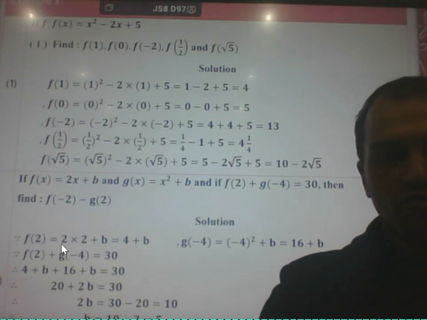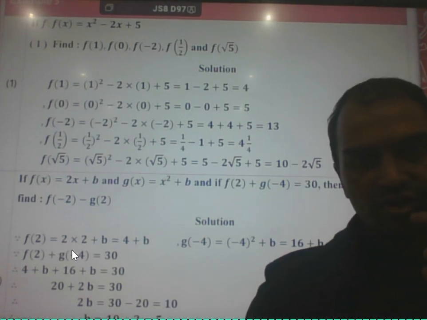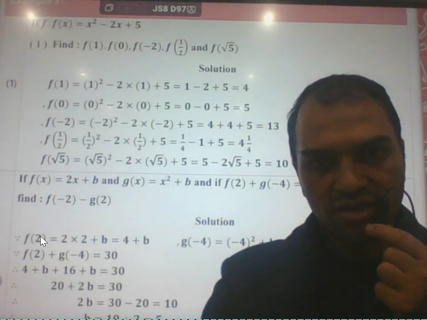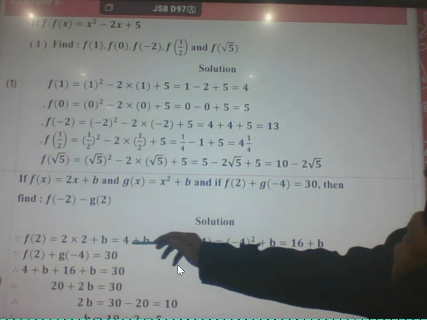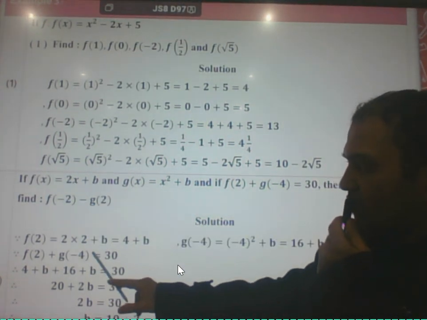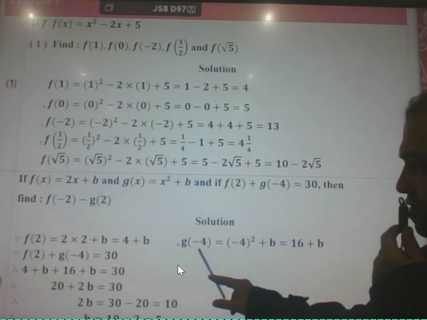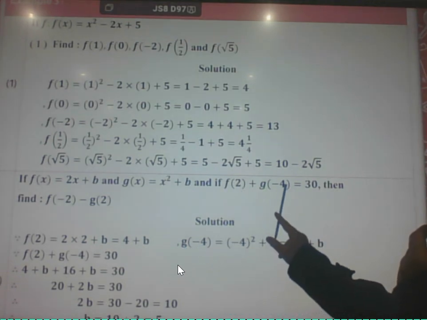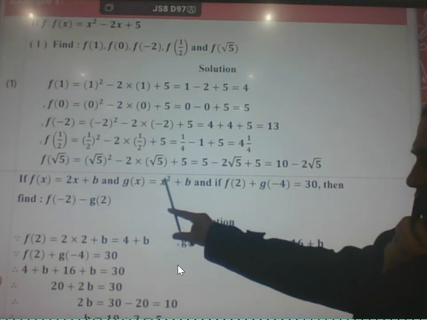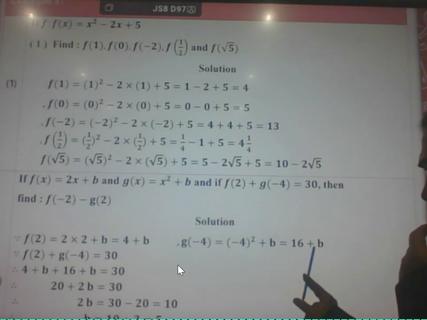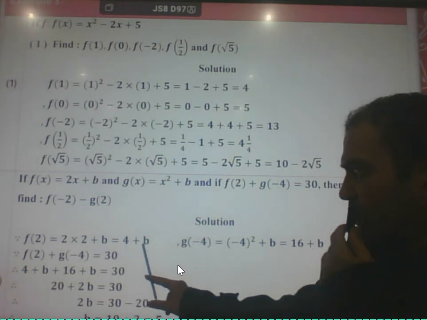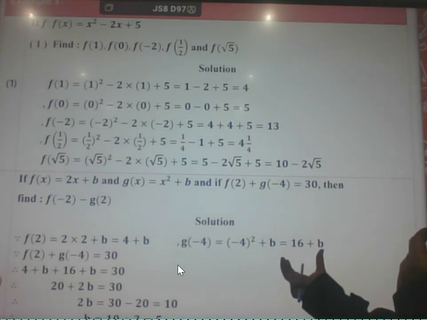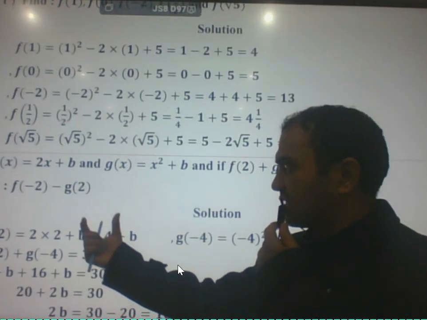You can start to solve by this relation between two numbers. Put here the value of x equal to 2: 2 times 2 equal 4, 4 plus b. And here put the value of x equal negative 4 in this function: negative 4 power 2 plus b. Then we have 16 plus b and here also 4 plus b. Then you can find the result about first and second in this relation.